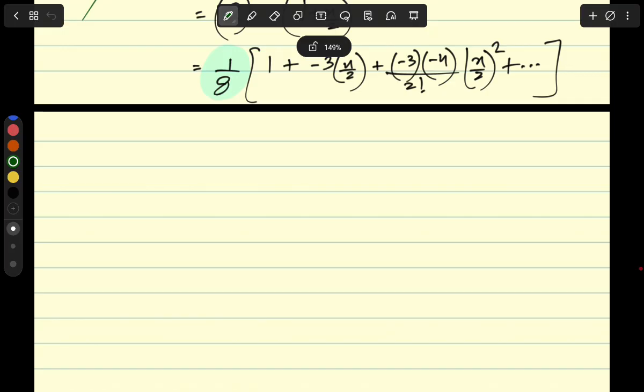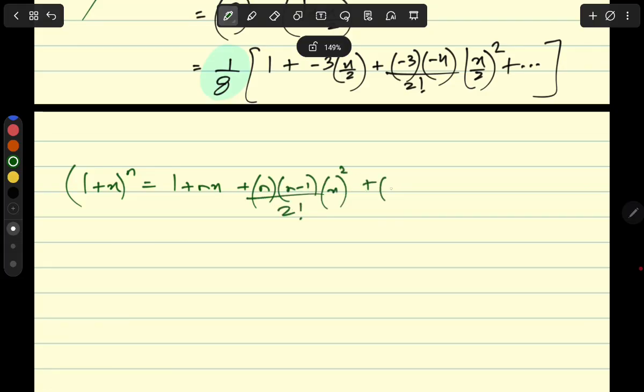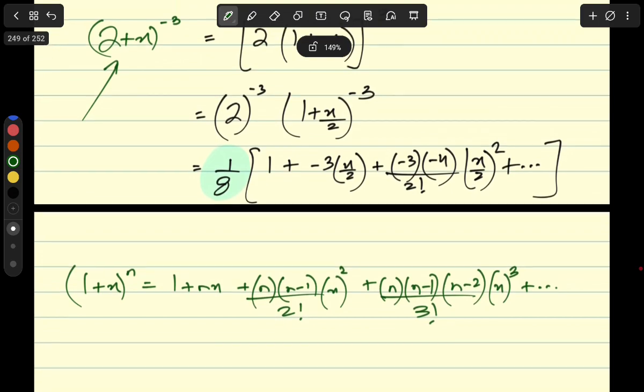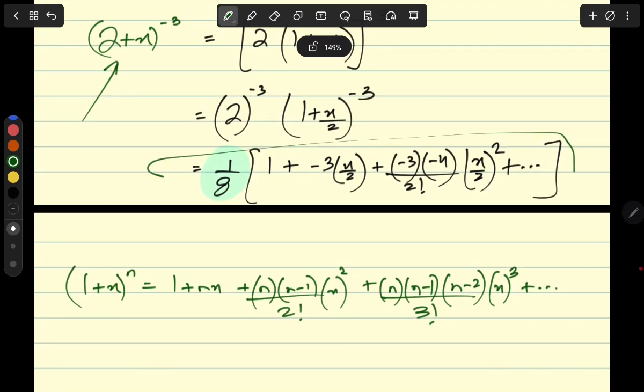So now, again, 1 plus x to the power of n was 1 plus nx plus n times n minus 1 over 2 factorial times x squared plus n times n minus 1 times n minus 2 over 3 factorial x to the power 3 plus so on, right? So this is what we do, right? So we did this entire thing. I hope you guys came to the same conclusion here as well.